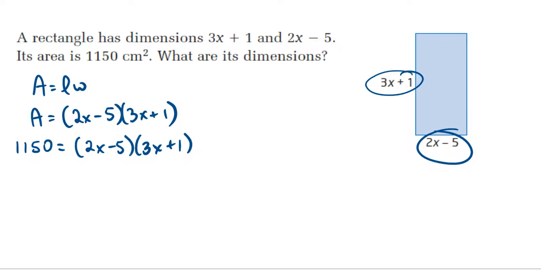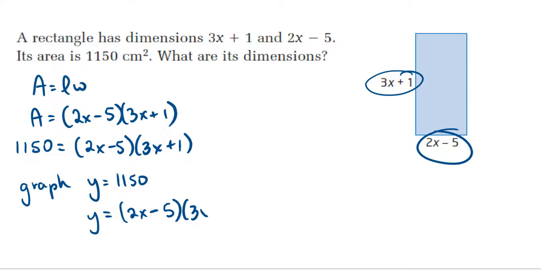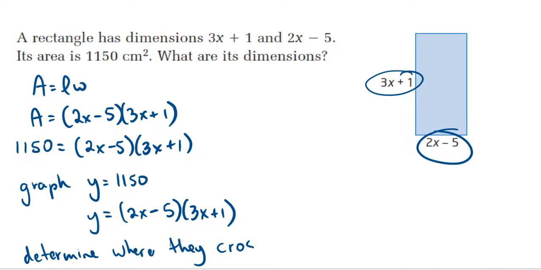So in this case, we're going to graph y equals the left side, 1150. We're going to graph y equals the right side. And we're going to see where the two graphs meet. So 2x minus 5 times 3x plus 1. And determine where they cross. Okay.